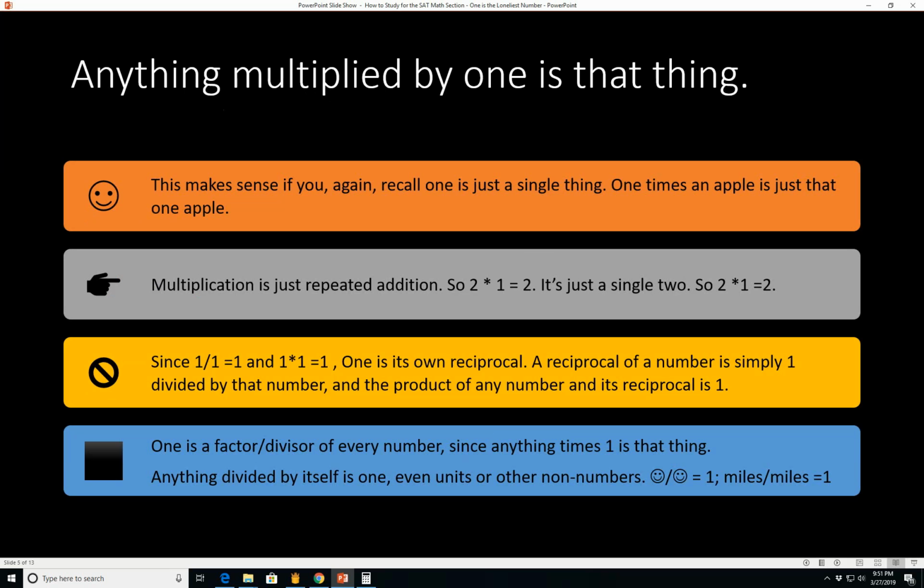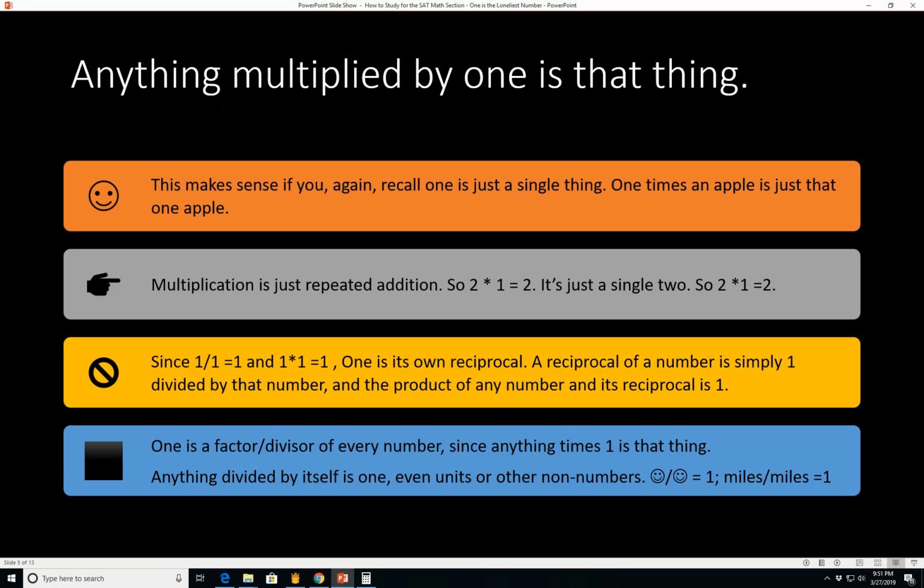Anything multiplied by 1 is that thing. This makes sense if you recall 1 is just a single thing. 1 times an apple is just that one apple. Multiplication is just repeated addition, so 2 times 1 equals 2. It's just a single 2.